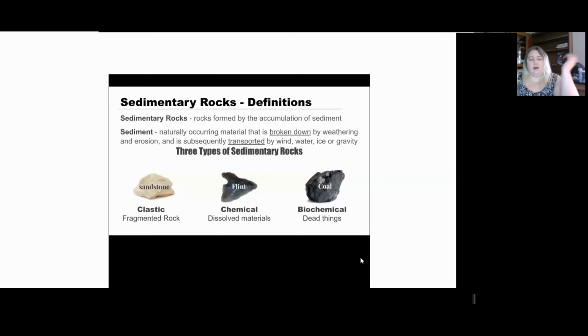So there's a couple different kinds. You can have clastic, which is fragments of rocks, little bits and pieces. You can have chemical, which is dissolved materials. And you can have biochemical, which is organic matter, basically dead things.